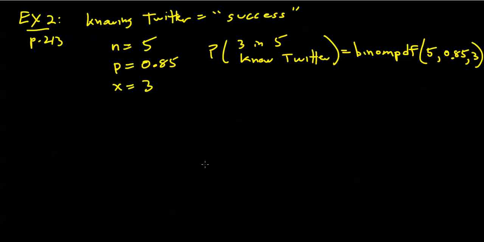Give me a minute to catch up here. Second distribution. Scroll down to Binom PDF. Call the command into my home screen. Enter 5, 0.85, 3. Hit enter, and I get 0.138. And that agrees with the answer in the text. So again, we can see this is a very powerful and really flexible command.